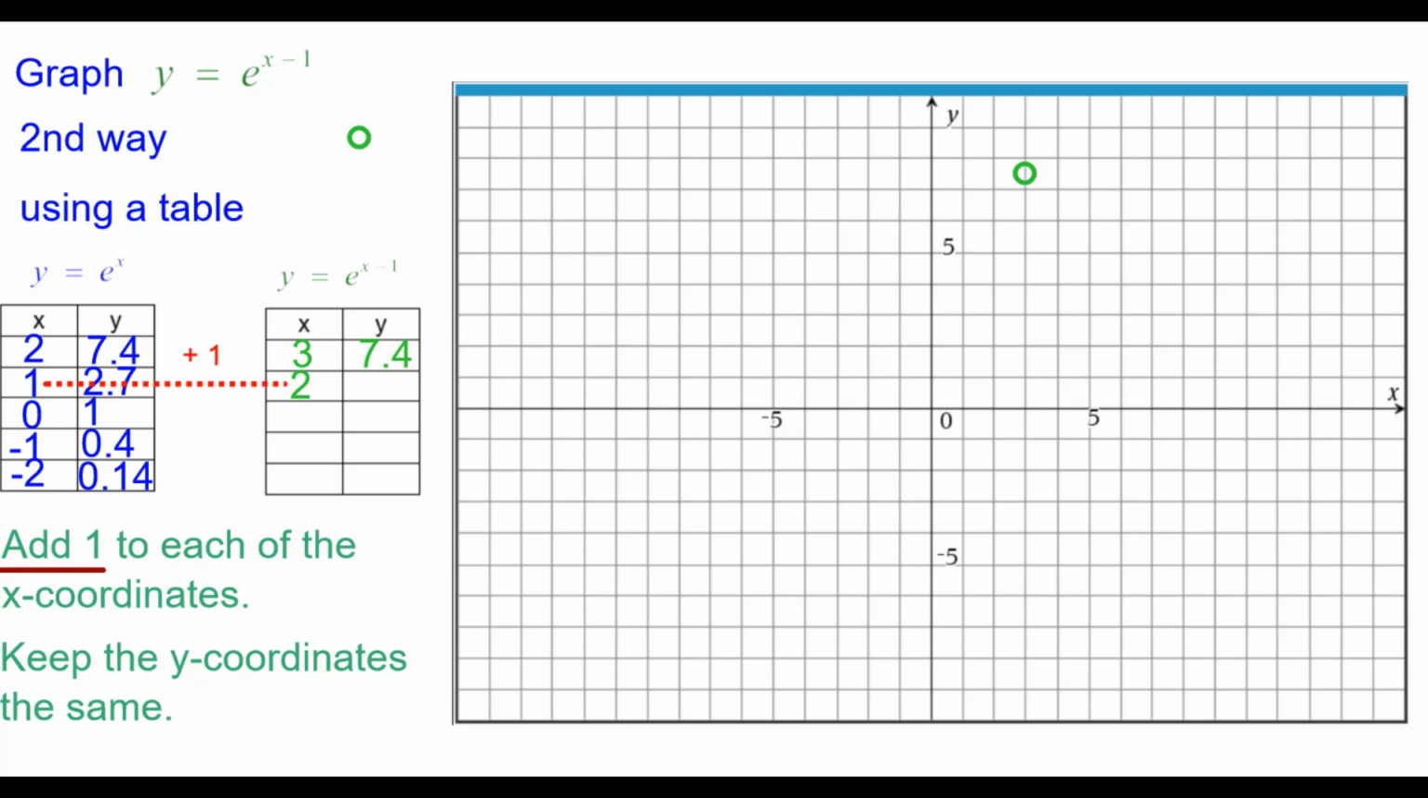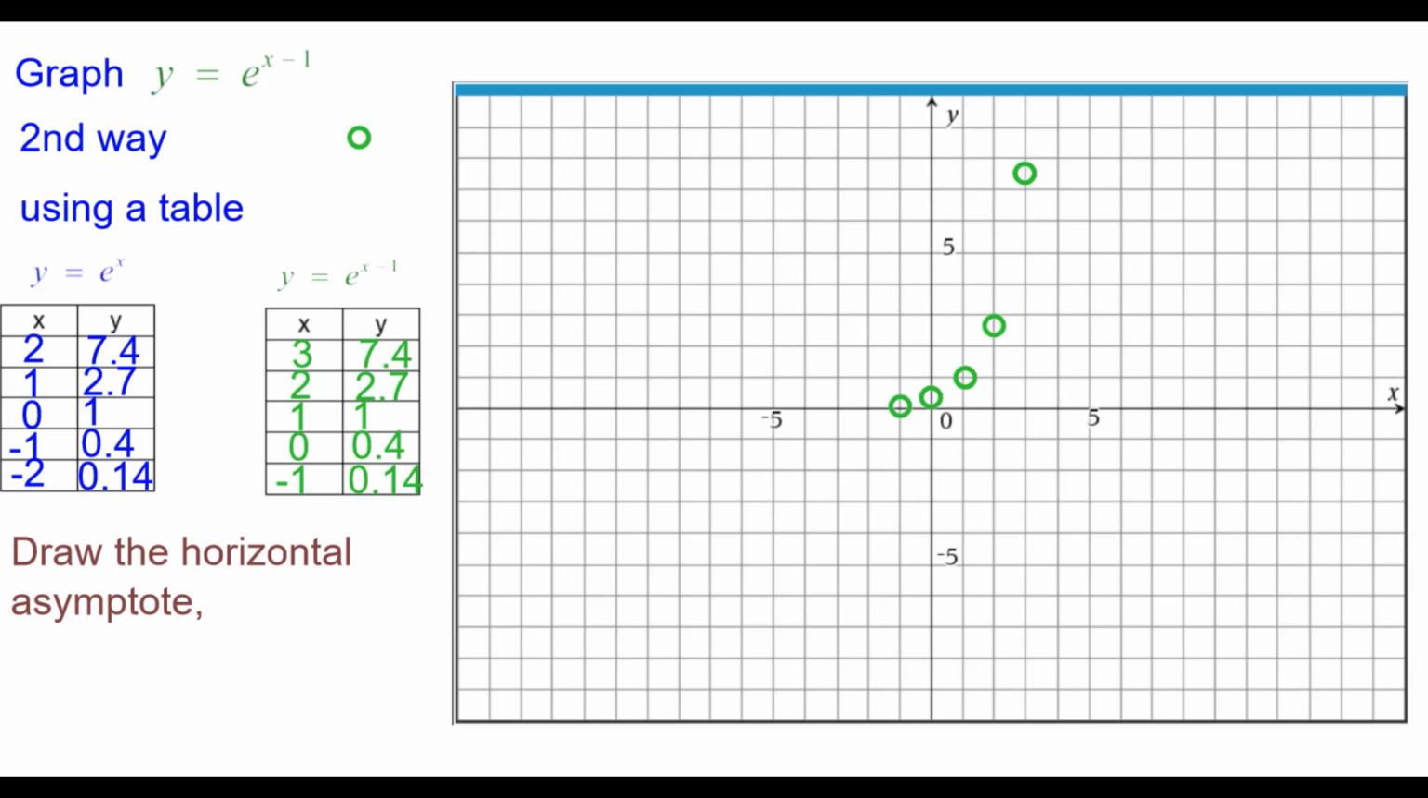Add 1 to 1 and you get 2, but we keep the y coordinate the same, so 2, 2.7. 0 plus 1 is 1, 1, 1. Go ahead and finish the table. Press pause and resume when you're ready. Negative 1 plus 1 is 0, 0.4. And negative 2 plus 1 is negative 1, 0.14.